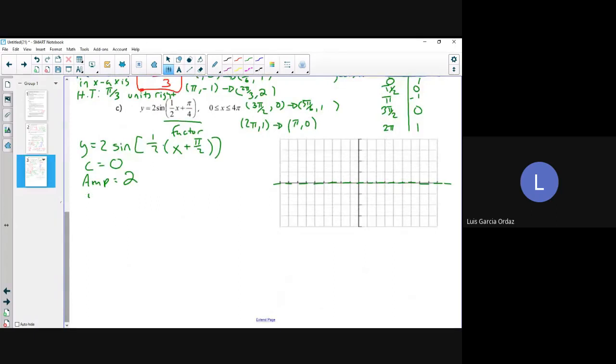Which means, what would our max value be? 2, and what would our minimum be? Min is equal to -2. Okay, and now we want to find our period. But before I find our period, do we have a horizontal translation? Yes, 5/2 to the left. Yep.